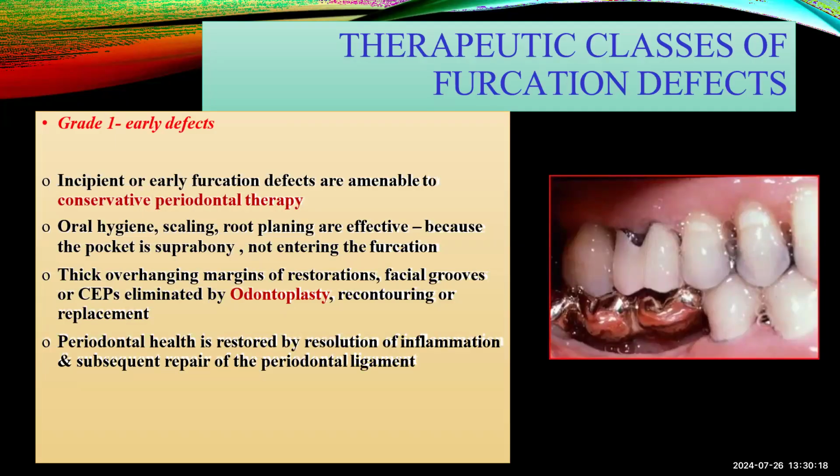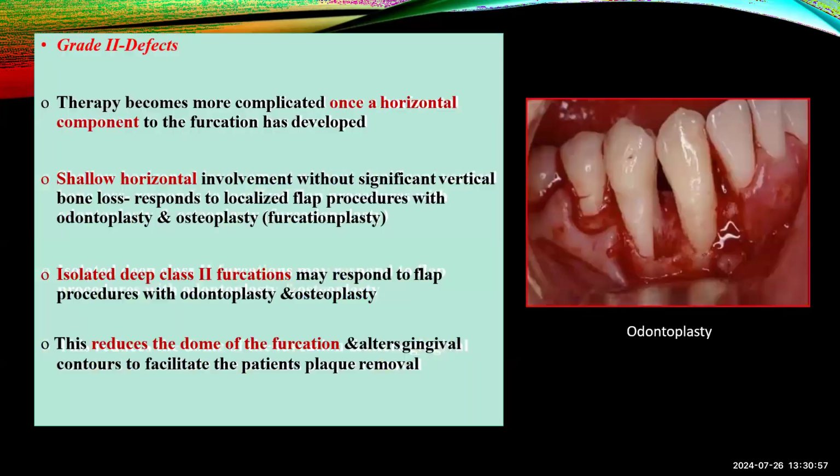According to this, there is a therapeutic classification of furcation defects, according to how we will manage them. Grade 1 is early defects. The incipient or early defects are amenable to conservative periodontal therapy. So basically we start with oral hygiene, scaling, and root debridement, because the pocket is suprabony and does not enter the furcation. Overhanging margins of restorations may be eliminated. Then odontoplasty can be carried out to eliminate cervical enamel projections, etc. Basically, periodontal health is restored by resolution of inflammation.